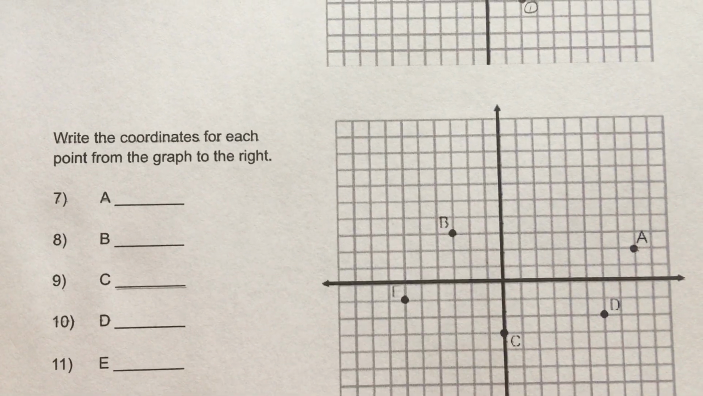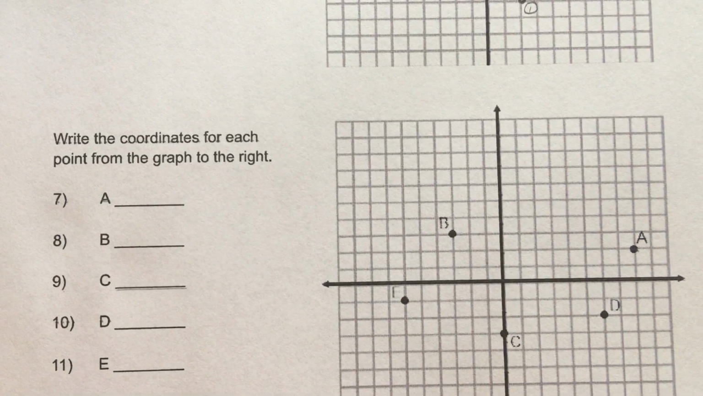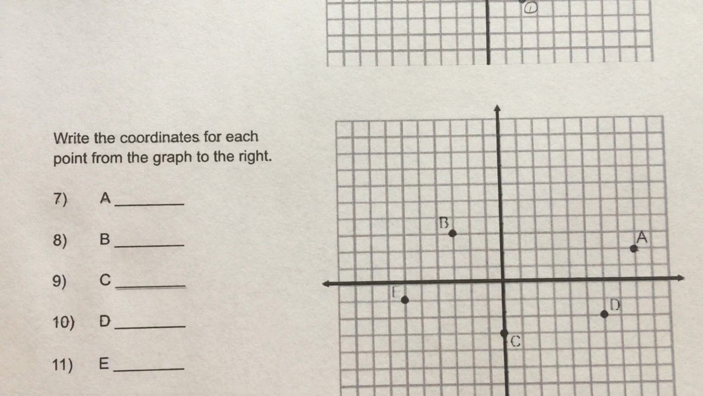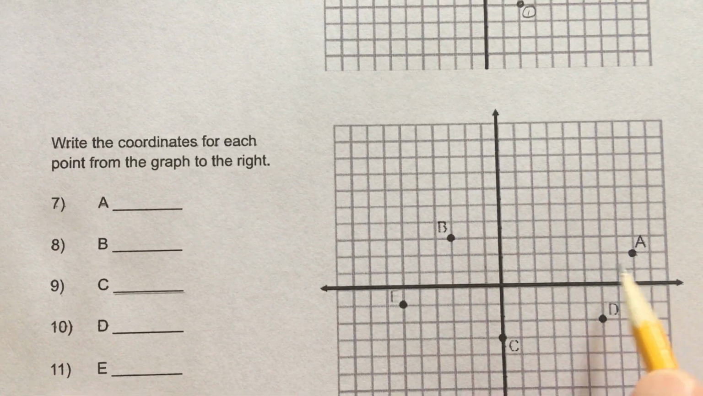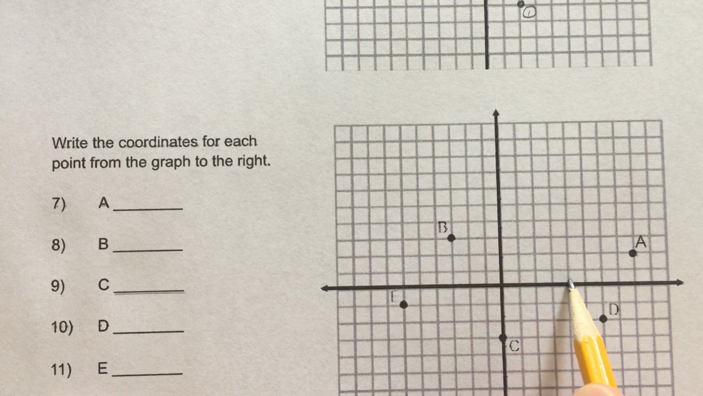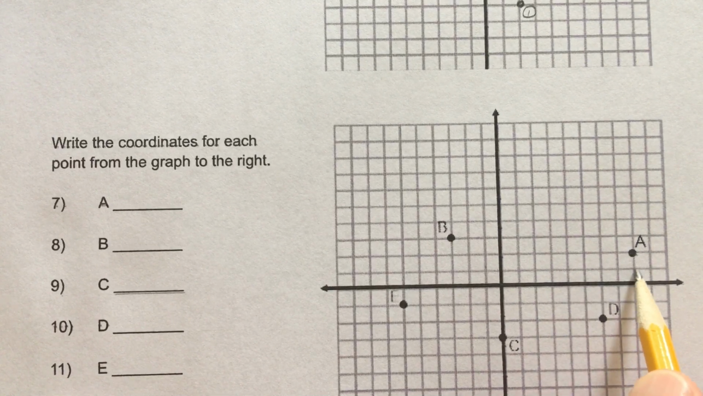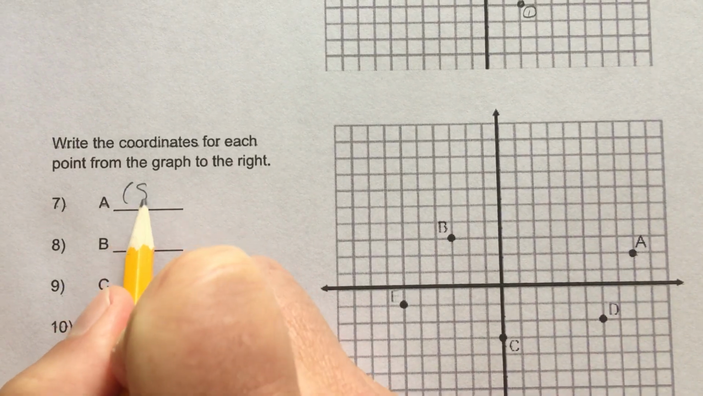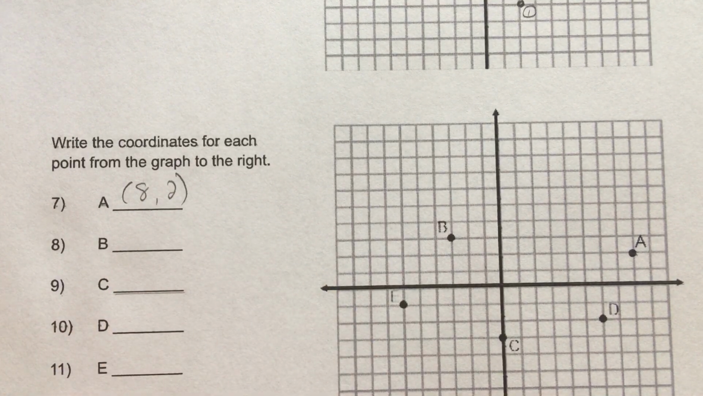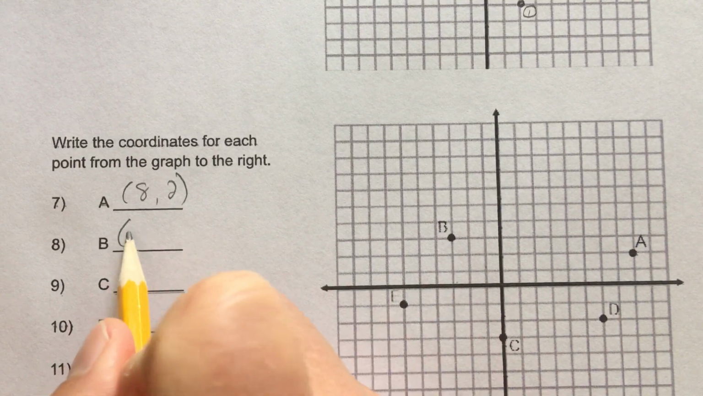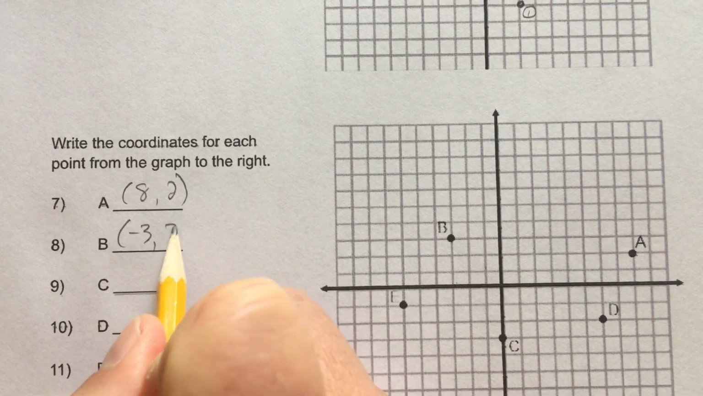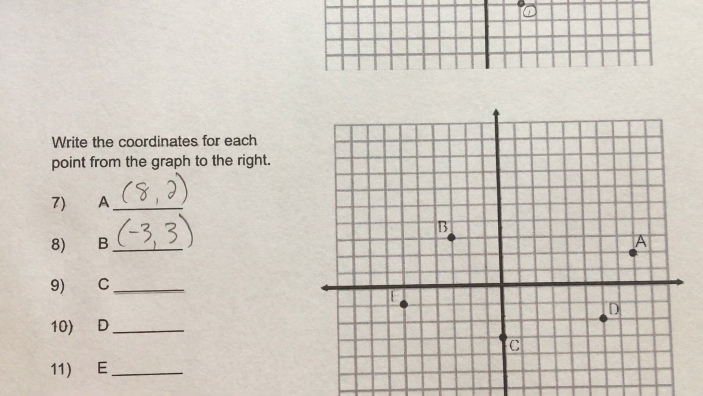For this one here, we're trying to get the points off of this graph for the points A, B, C, D, and E. So A is over 1, 2, 3, 4, 5, 6, 7, 8, and up 2. So I would put (8, 2) for that one. For B, it is left 1, 2, 3, and up 1, 2, 3. So left means it was negative, and then up 3, positive 3.